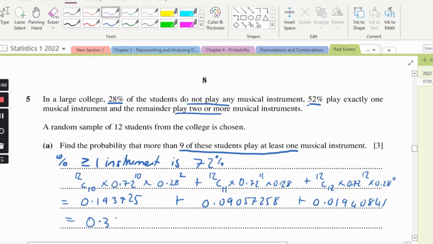And I'm getting 0.304, but correct me if I'm wrong. That's good. Okay.